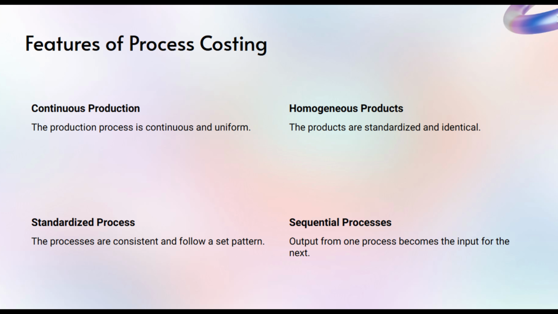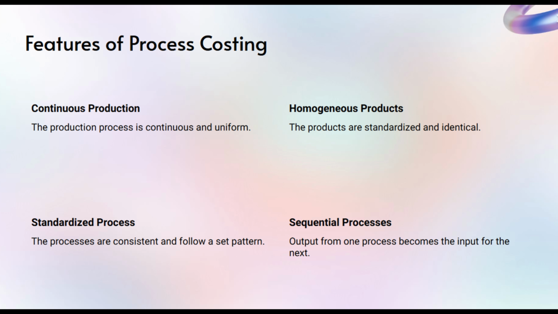For example, you want to bake a cake, or you want to manufacture phones. So process costing just has to do with costing each process as regards the production of that phone, or as regards the baking of that cake. Feature number three, standardized process. The processes are consistent and follow a set pattern.